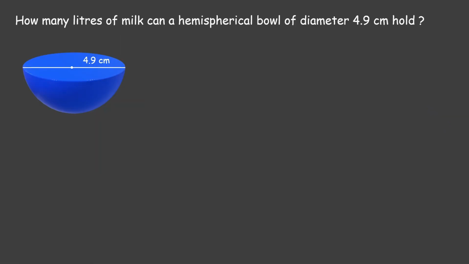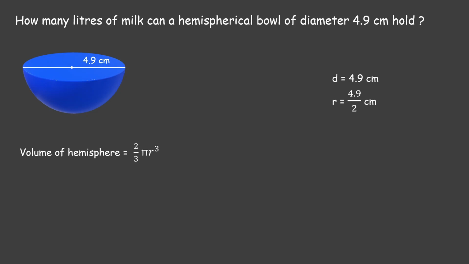It says, how many liters of milk can a hemispherical bowl of diameter 4.9 centimeter hold? Now we know that the amount of milk it can hold is given by its volume. Volume of hemisphere is 2 by 3 pi r cube. We need to find r first. If diameter is 4.9 centimeter, radius is half of diameter, that is 4.9 divided by 2.